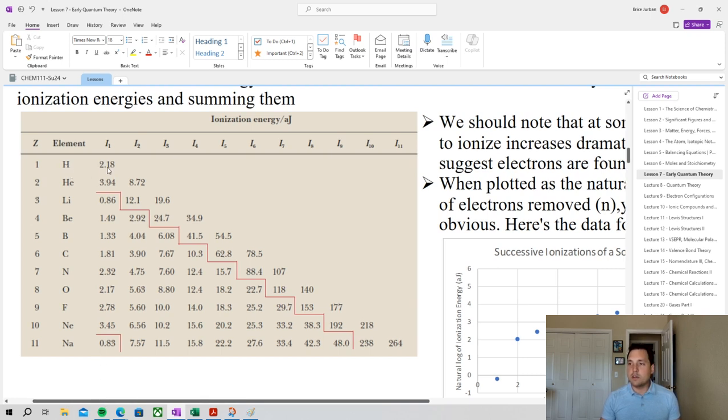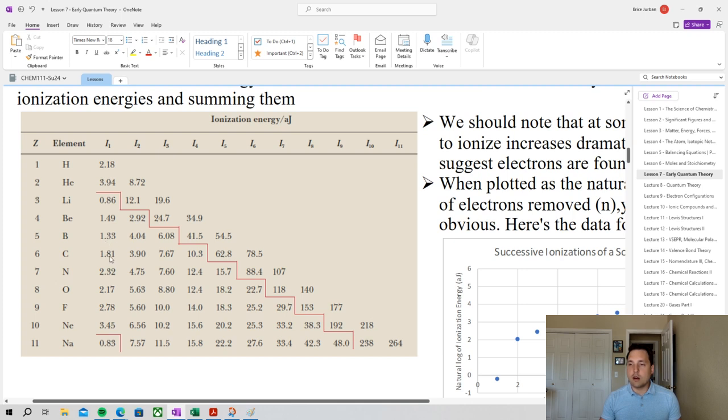We'll notice that hydrogen only has one ionization energy. Why is that? Well, it's because hydrogen only has one electron. For helium, which has 2 electrons, we can remove 2 of them. So that kind of makes sense. That's why this increases as we go down. But what we want to pay attention to is how that energy requirement changes once you've removed 2, 3, or 4 electrons from that atom.